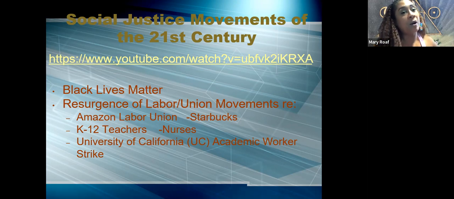Well, back in the fall of 2022, within the University of California, and the academic workers, which means postdocs and graduate students who are doing the lion's share of the teaching of courses, of grading, of advising students. And there were 48,000 people who went on strike. There were 48,000 people within the UC system.